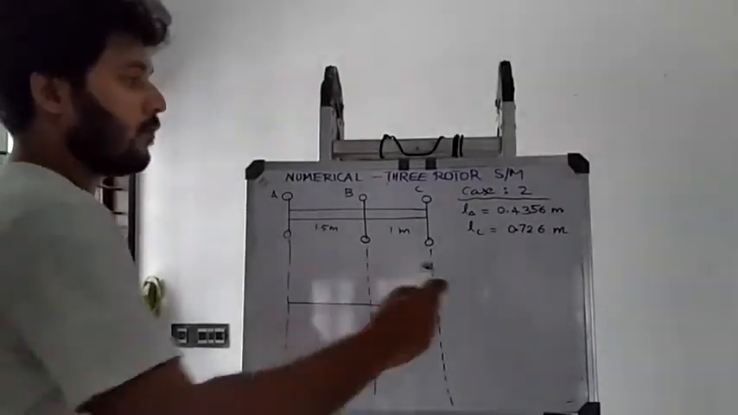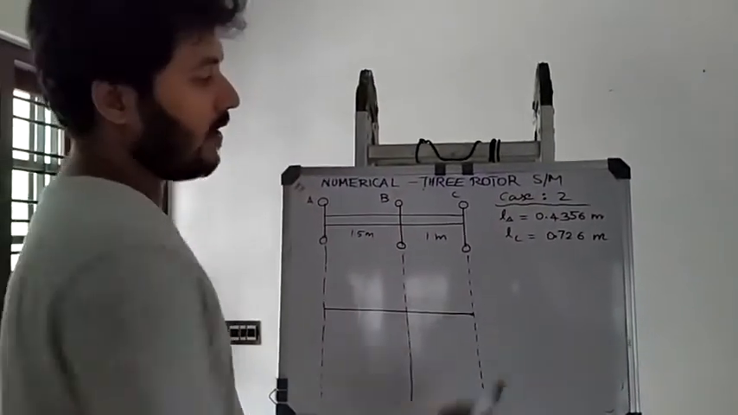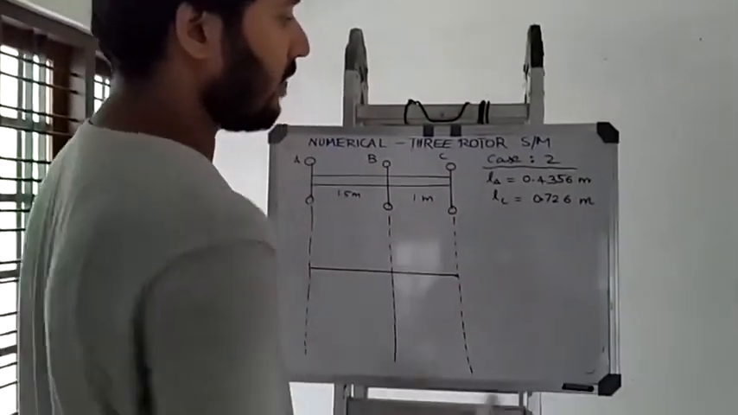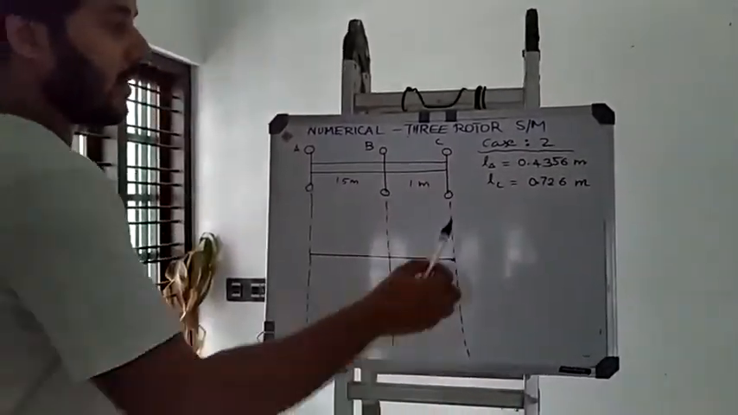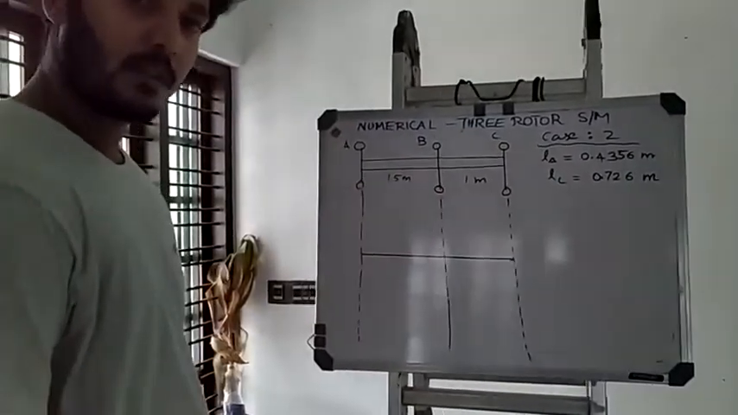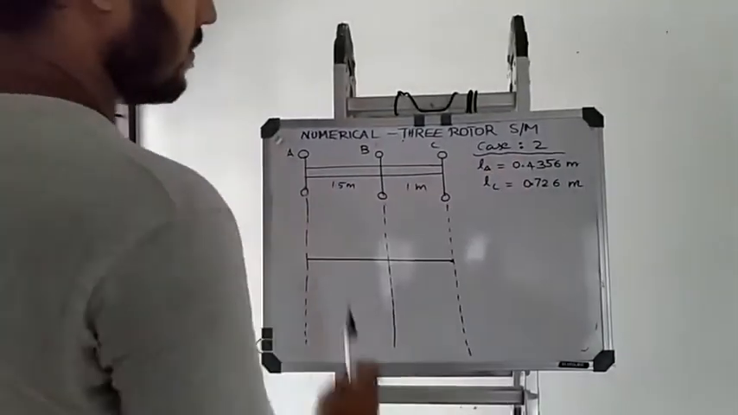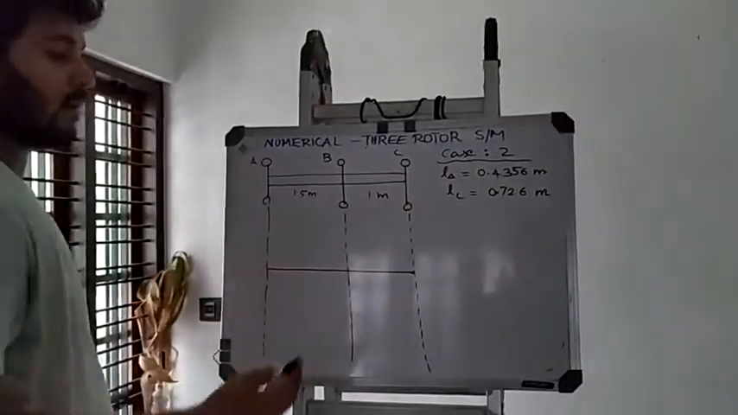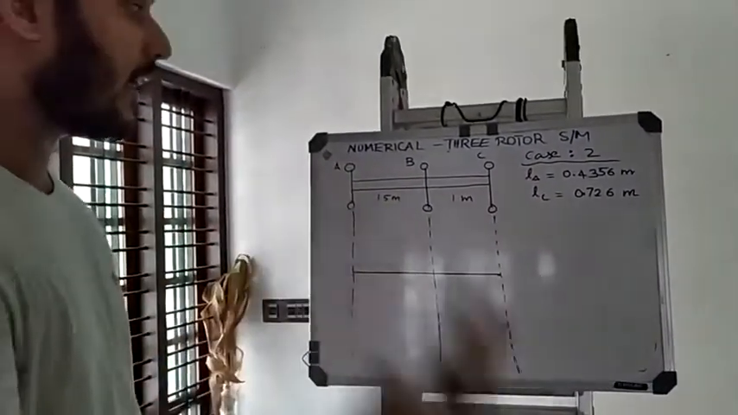Okay. Now, for the second case, that means we are taking the second set of values for LA and LC. Let LA now be 0.4356 meters and LC be 0.726 meters. According to these values, now you have to represent the second nodal diagram.